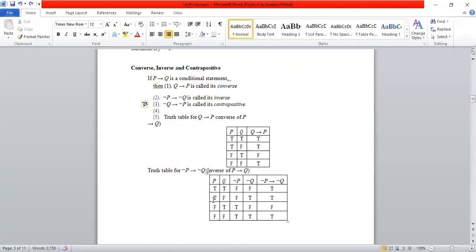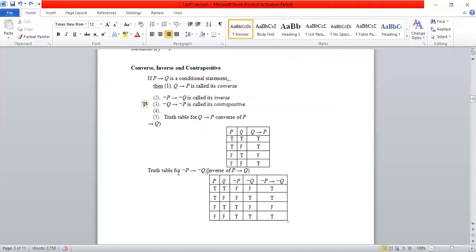When P has a truth value true, negation P will have truth value false. False, it has a truth value true. When P has a truth value false, negation P will have a truth value true. Similarly, negation Q. Q has truth value true, negation Q will have truth value false. False, true. True, false. False, true. I have written negation P and negation Q.